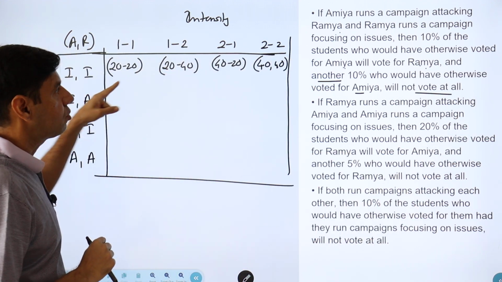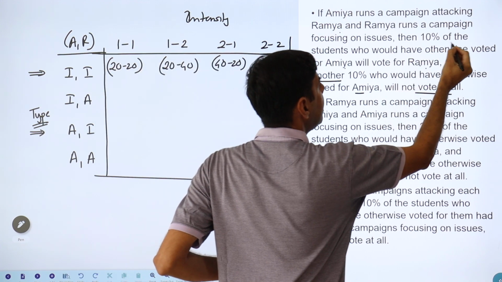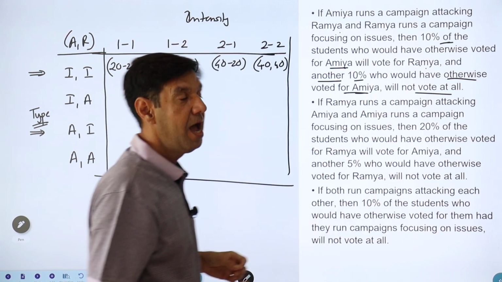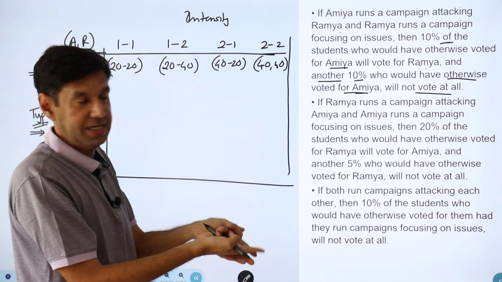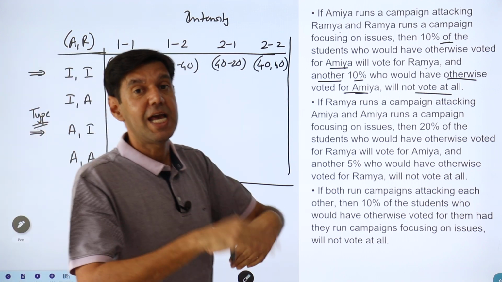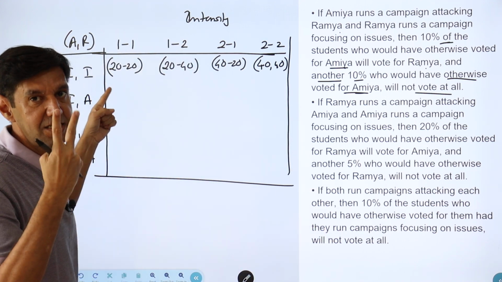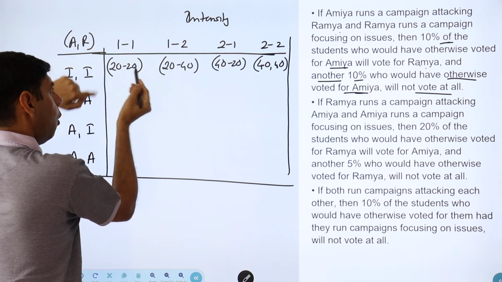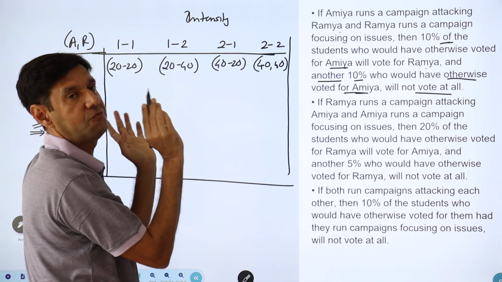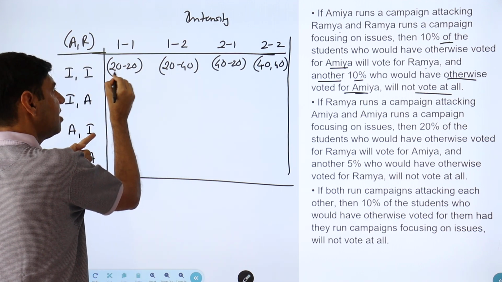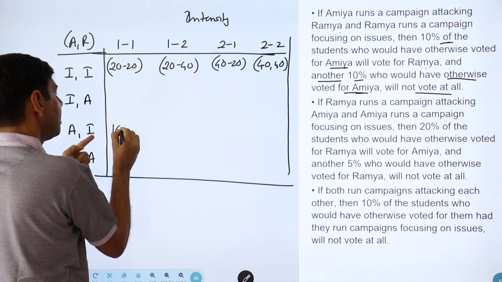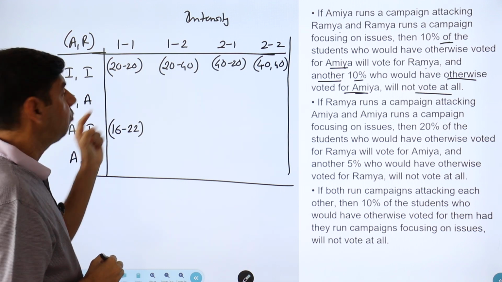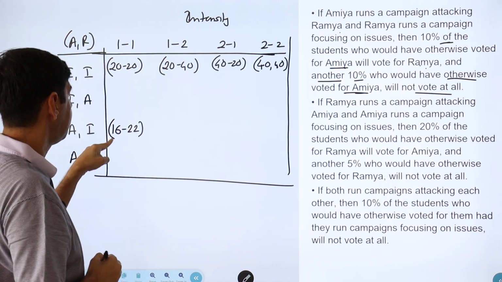So Amiya has changed. So we are finding percentages of those who would have voted for Amiya. 10% of those who have voted for Amiya. 10% of 20%. These themselves are percentages. So 10% of 20%, you could even just say 2. So 2 people will go to the other guy. Okay, and 2 people will not vote. So total reduction here is 4. So he will have only 16 and the other guy will have 22. 2 people went there, so that became 22. 2 people went, this was 18, 2 people did not, 16.